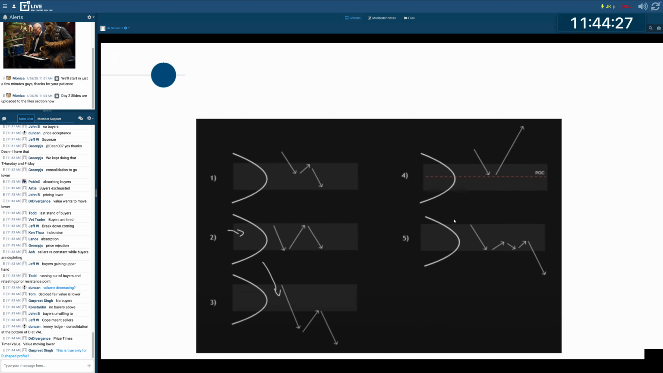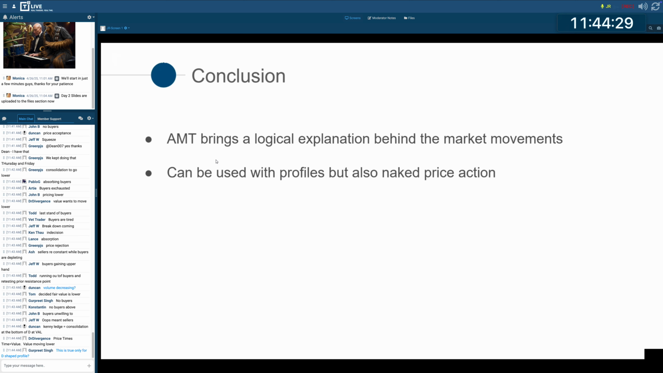And just a conclusion here. AMT brings a logical explanation behind market movements and can be used with profiles, but also naked price action. We are barely scratching the surface here into auction market theory.